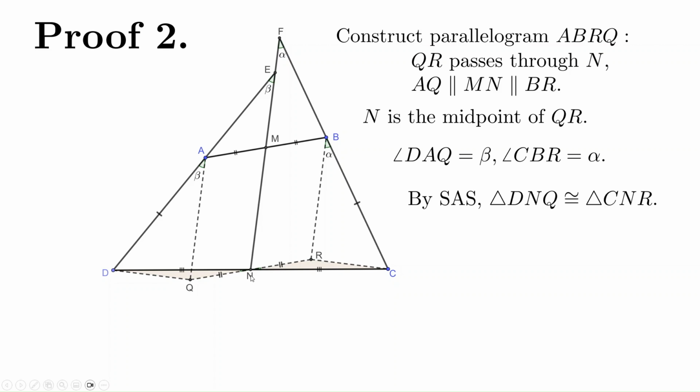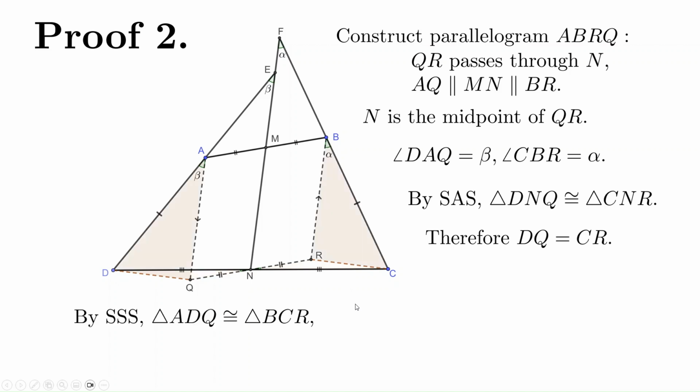Now, let's compare triangles DNQ and CNR. N is the midpoint of DC and QR. Also, these two triangles contain a pair of vertical angles, so they are indeed congruent. As a result, the corresponding third pair of sides, DQ and RC, are equal.